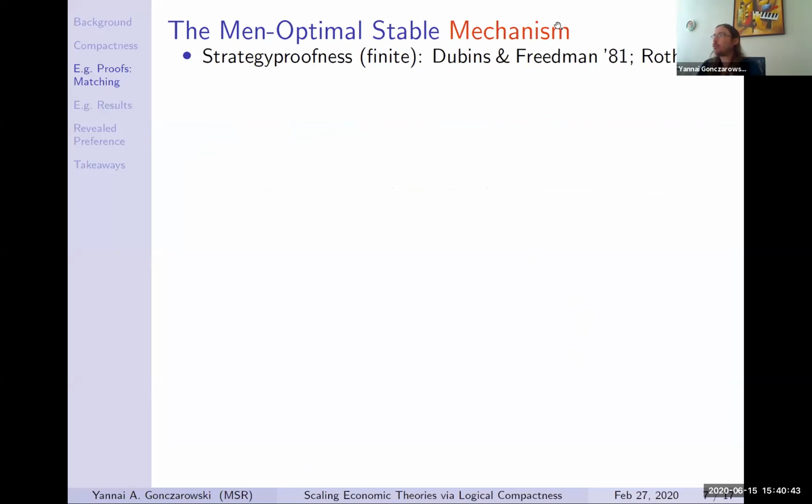We don't have an algorithm for finding the optimal stable matching, but if there exists one, then you can define a mechanism. Given preferences, it outputs the optimal stable matching, whatever it is. In the finite case, we have strategy proofness of that mechanism due to Dubins and Freedman and independently to Roth. What about strategy proofness in an infinite market?